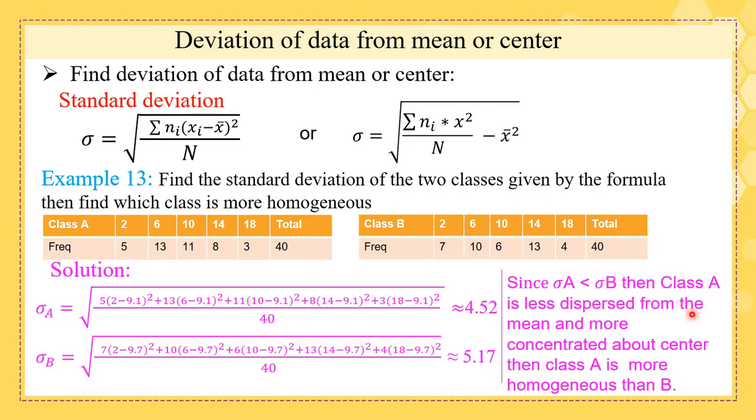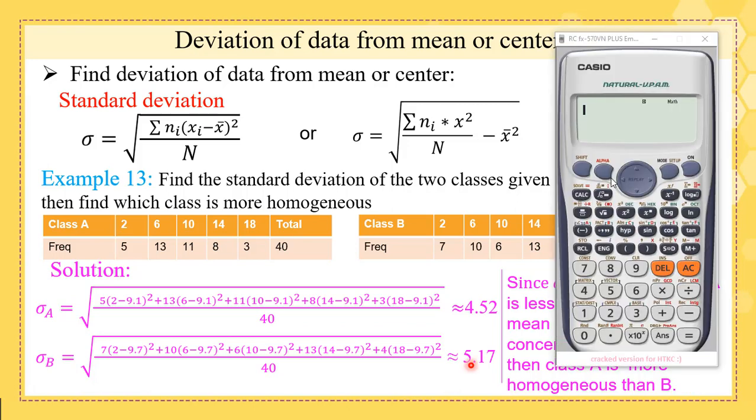Since the standard deviation of Class A is less than the standard deviation of Class B, Class A is less dispersed from the mean and more concentrated about the center. Then Class A is more homogeneous than Class B. We conclude that the smaller the standard deviation, the more reflective of reality the mean is.